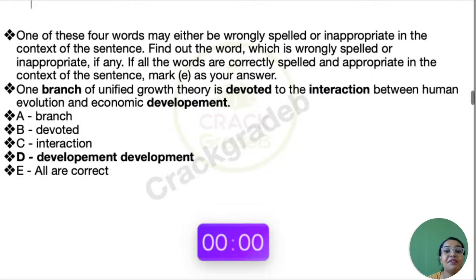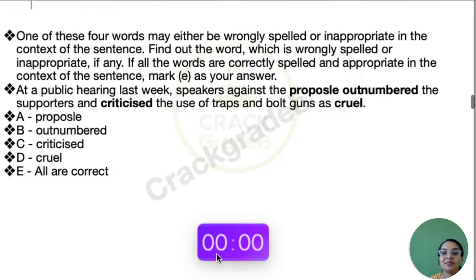Development will not carry E after P. So very, very simple. Yeah, development.